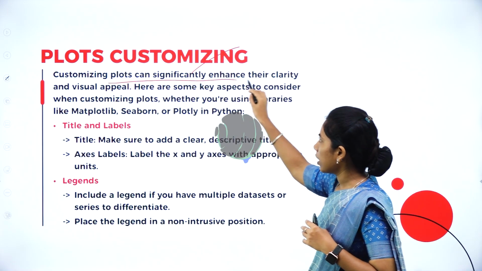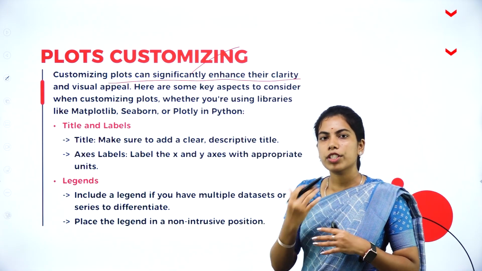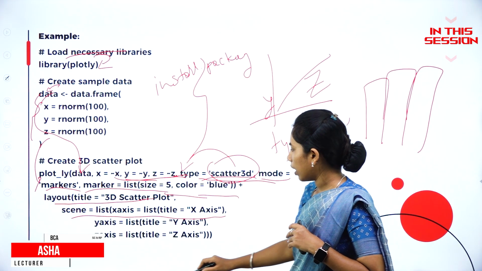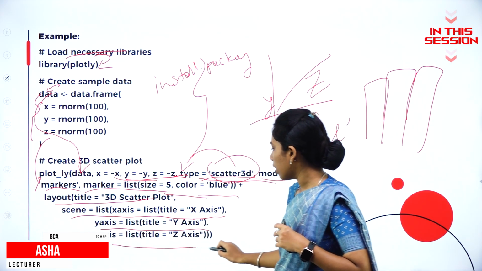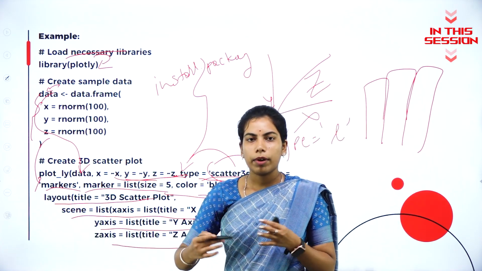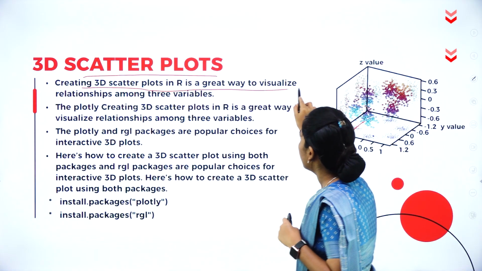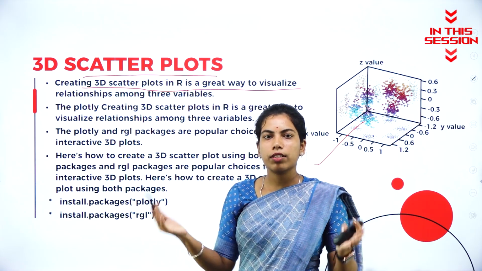Customizing plots can significantly enhance their clarity and also the visual appearance of plots. Scene is equal to x-axis, list of x-axis. For y-axis, y-axis, and also for z-axis, z-axis, that is the label of the x, y, z. Creating 3D scatter plots in R helps to better visualize the relationship between the data, it can visualize very clearly.